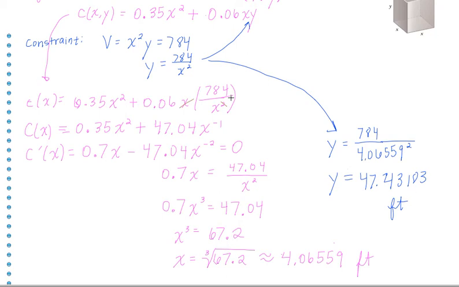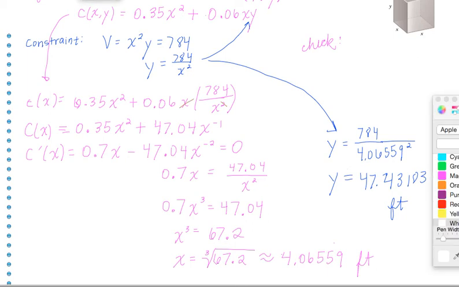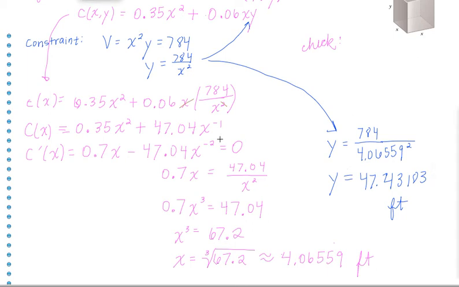So the one thing I didn't do, and let's just go ahead and end this here, is we should check to make sure it's a minimum and not a max using the second derivative test. So let's do this in a different color. Okay, so to check, there's the first derivative.